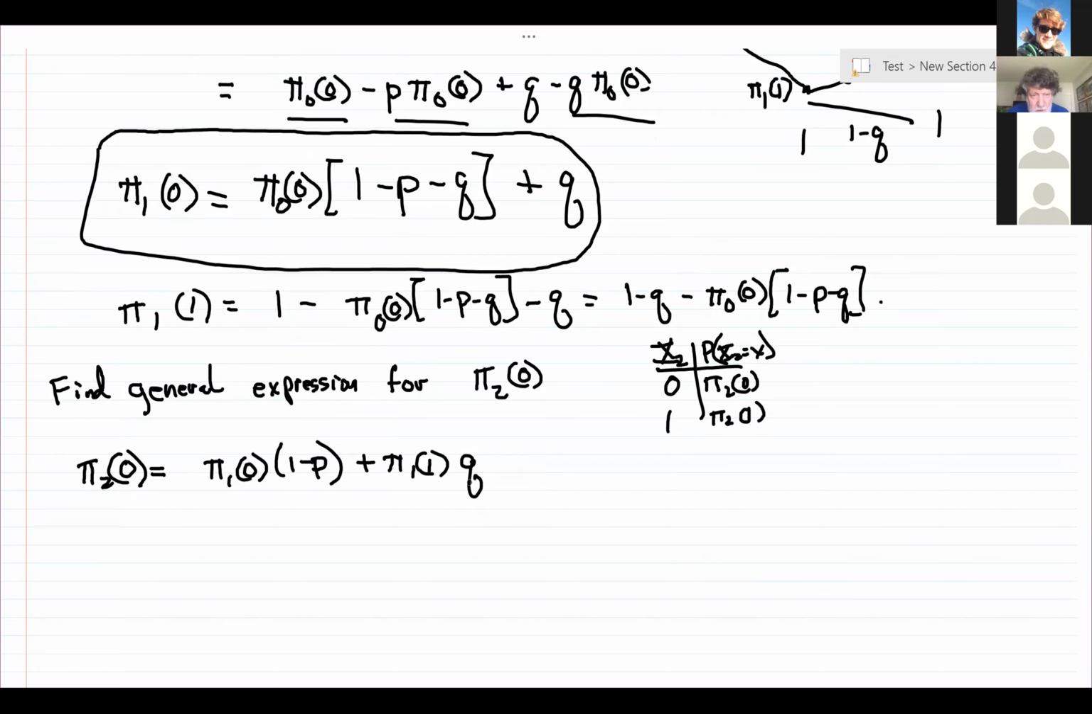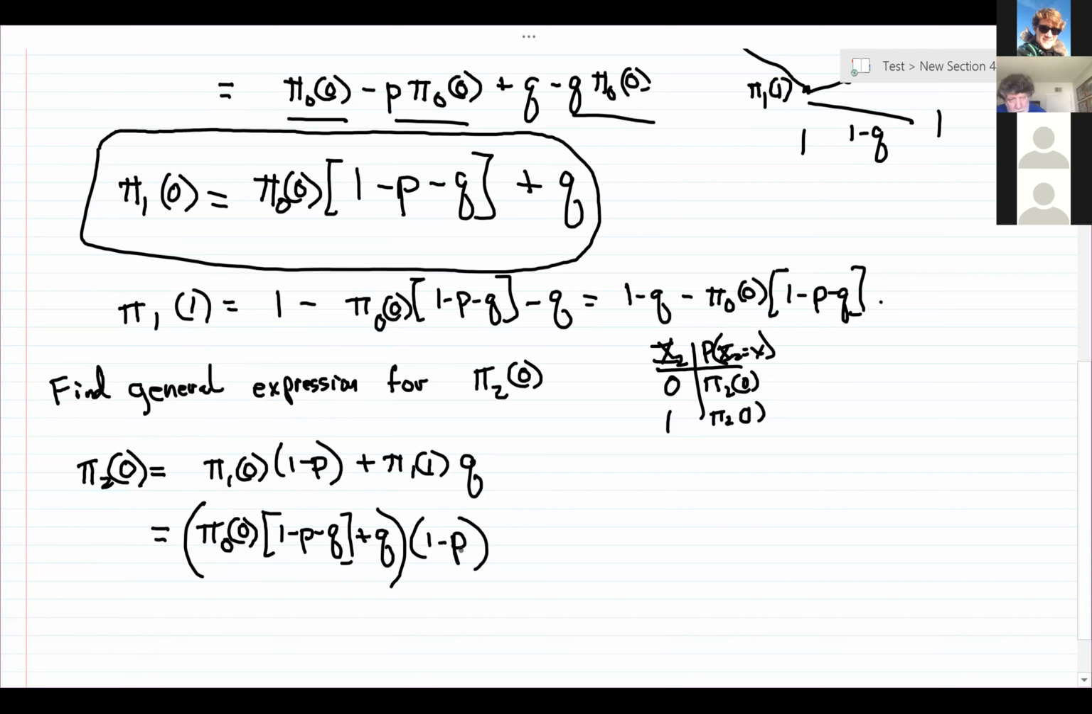All right. So then for pi 1, 0, substitute in this mess. Okay. So let's do that. It's pi 0, 0 times all of this, 1 minus p minus q plus q. Okay, so I'm using this box formula, and then I need to take all of that and multiply it all by 1 minus p. Let's see if I'm doing that right. I think so.